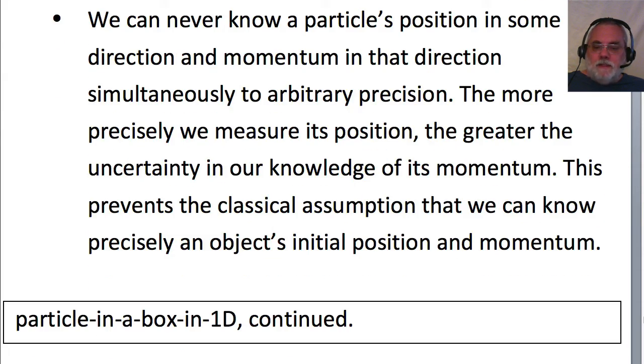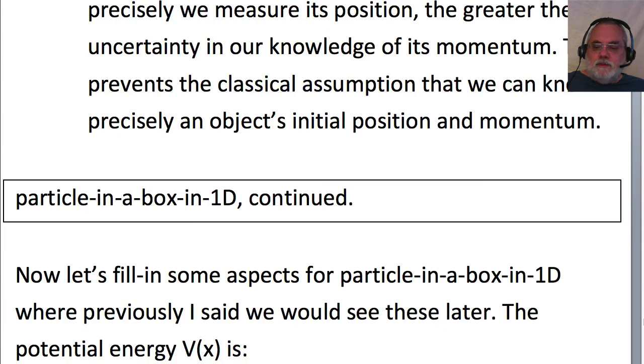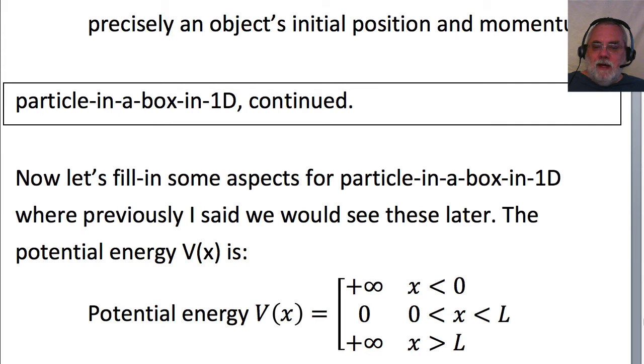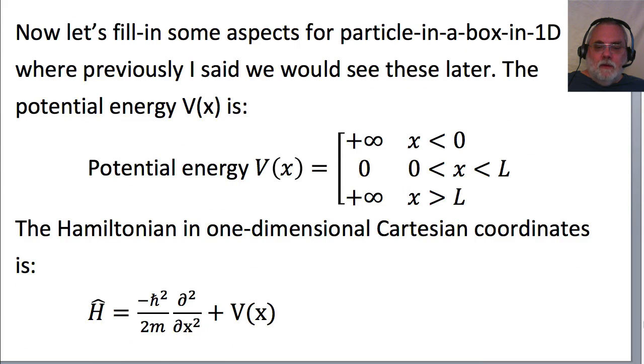Particle in a box in one dimension, continued. Now that we have more tools, let's fill in some aspects for particle in a box in one dimension, where previously I said we'll see these later. The potential energy function V of x is 0 within the box and plus infinity outside the box, so now we have a potential energy function for the Hamiltonian. The Hamiltonian in one-dimensional Cartesian coordinates is minus h bar squared over 2m, second derivative with respect to x, plus the potential energy function that we have up here.